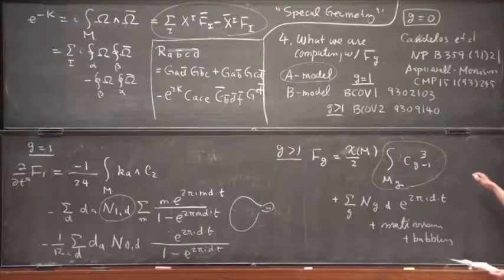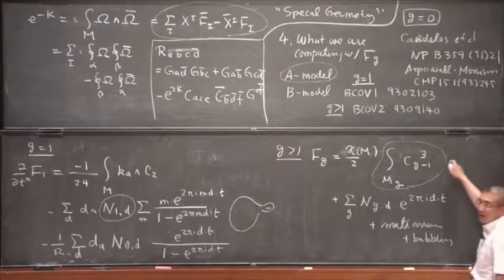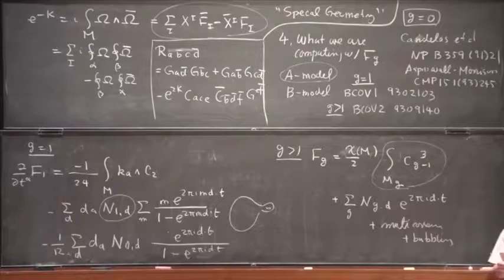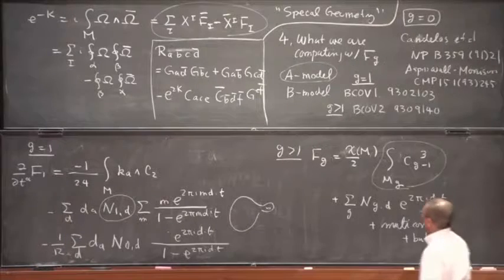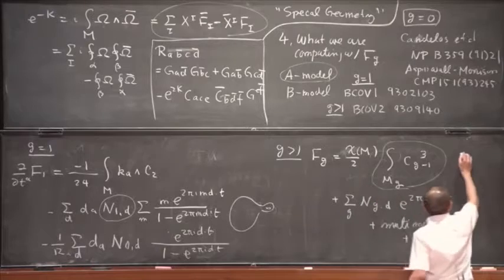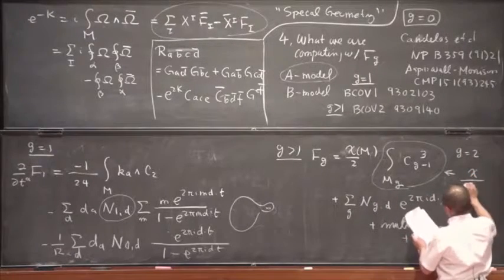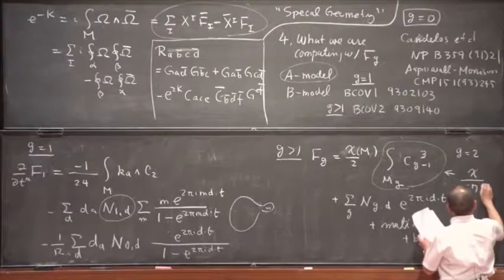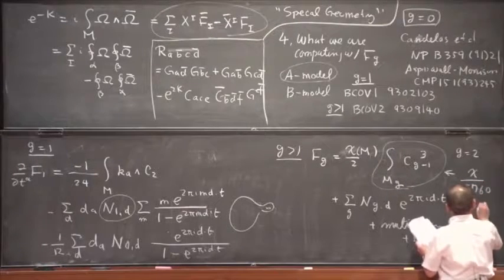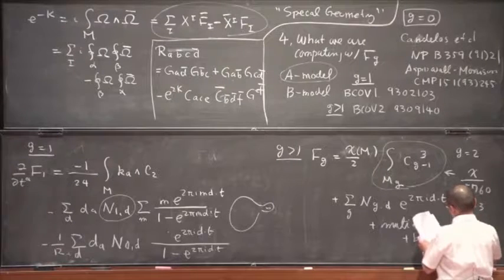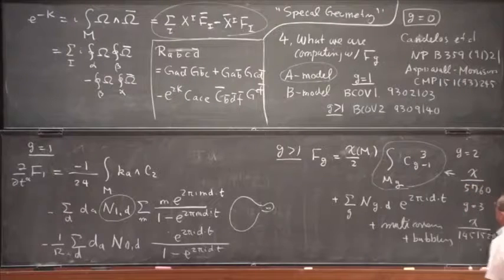But these are totally known. It's kind of complicated, so I'm not going to write that. These are totally expressed in terms of the zeta function and Bernoulli numbers. For example, for g equals 2, this term is given by chi over 5,760, and for g equals 3, it is given by chi over 1,451,520, etc. So these are totally explicitly computable. Okay?